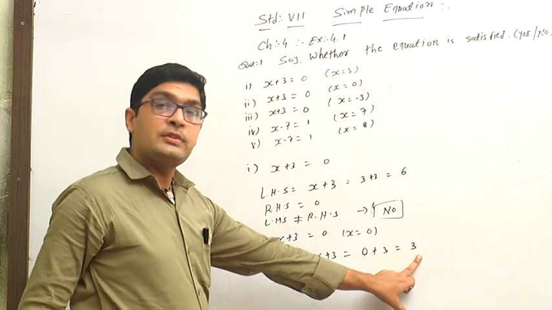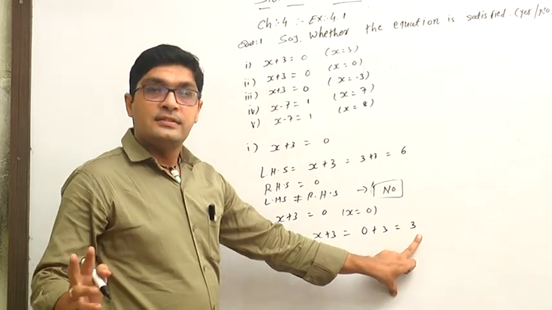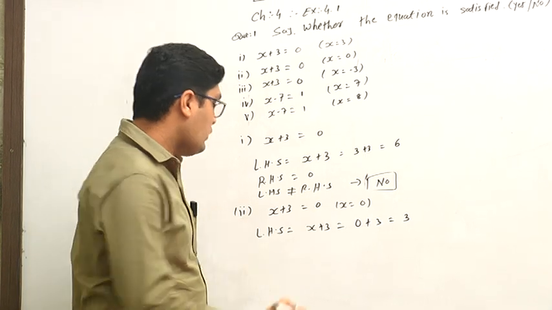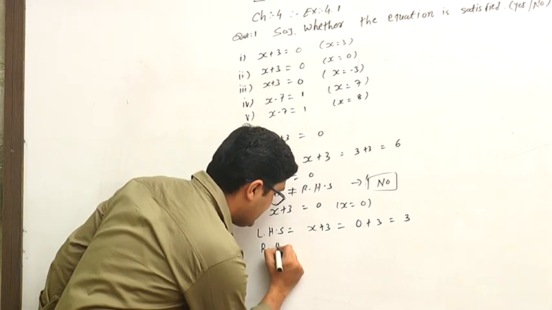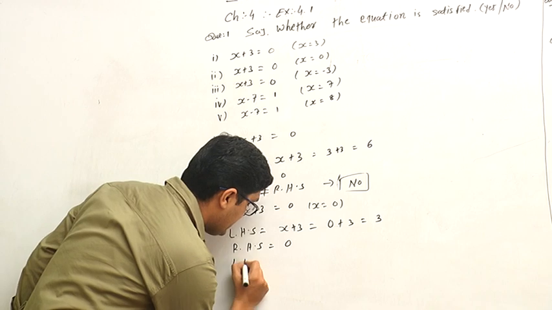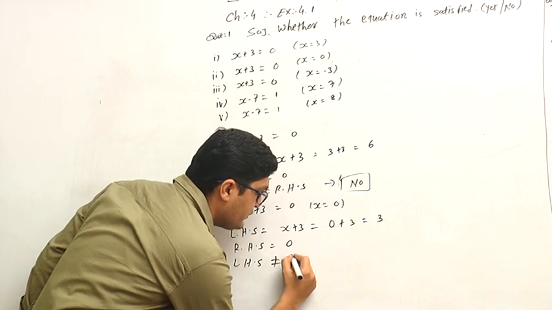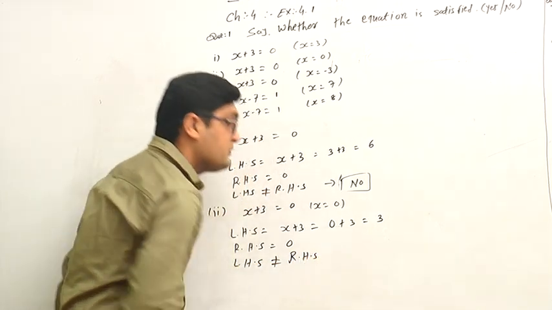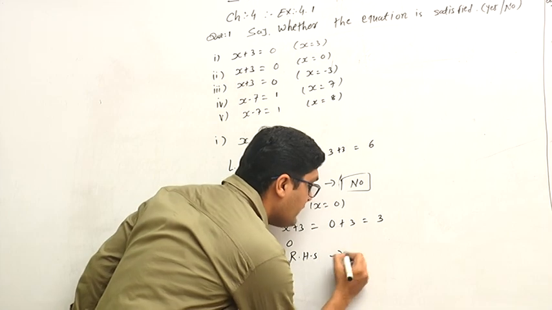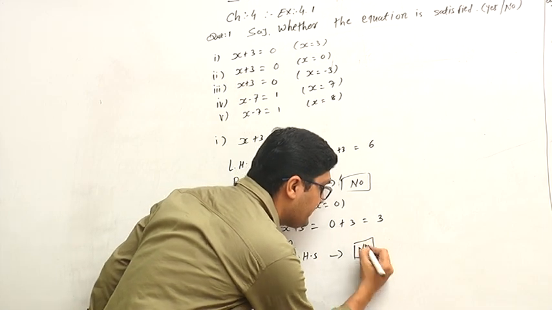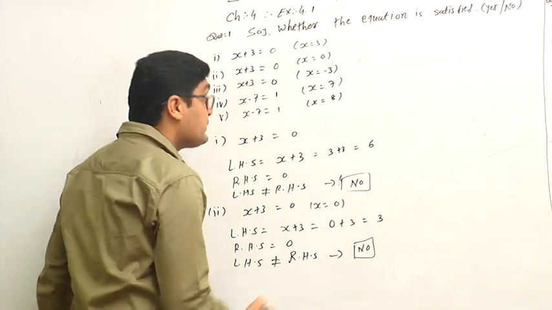So what answer came in the left hand side? 3. And what is our RHS? RHS is 0. So LHS is not equal to RHS. So it is also not satisfied. So what is the answer here? Again, no. We go for the third one.